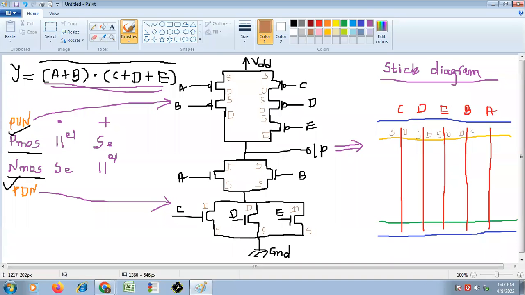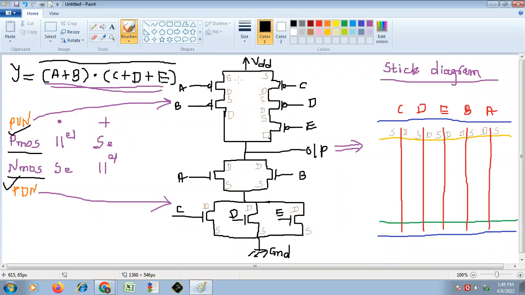It will be a source, because for this B and E, the drain has to be made common and we have to go for an output. That's why the drain of E and drain of B I have taken on the same line. Okay. This is a drain of A and it is a source of A. Now we will go for a connection. Right.